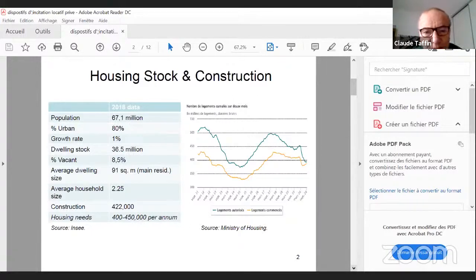And we built, you see in the yellow graph, around 400,000 housing units per year, which more or less corresponds to our housing needs. So everything would be nice. The problem is that we have high density, high pressure areas like the Paris region, where it's much more difficult to build, and this is where most of the problem lies.